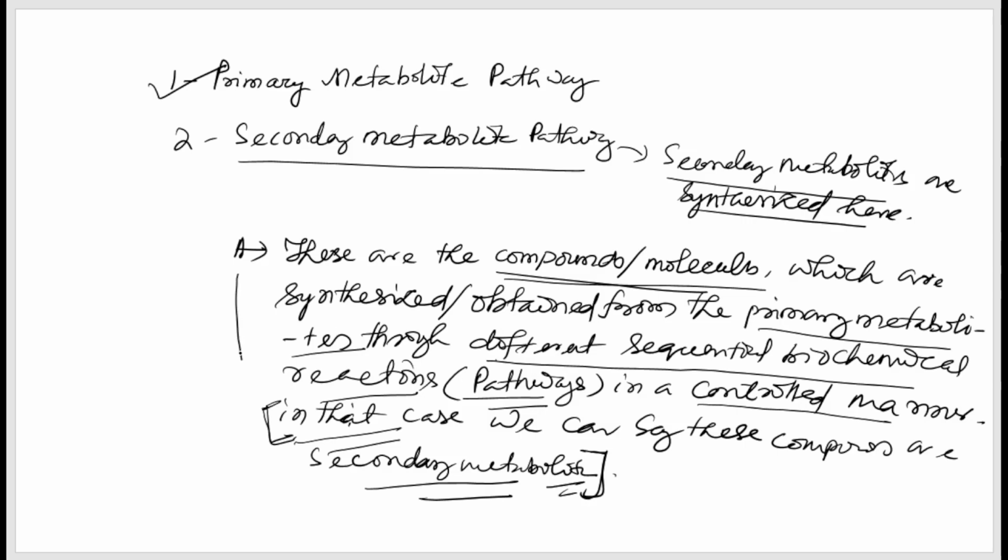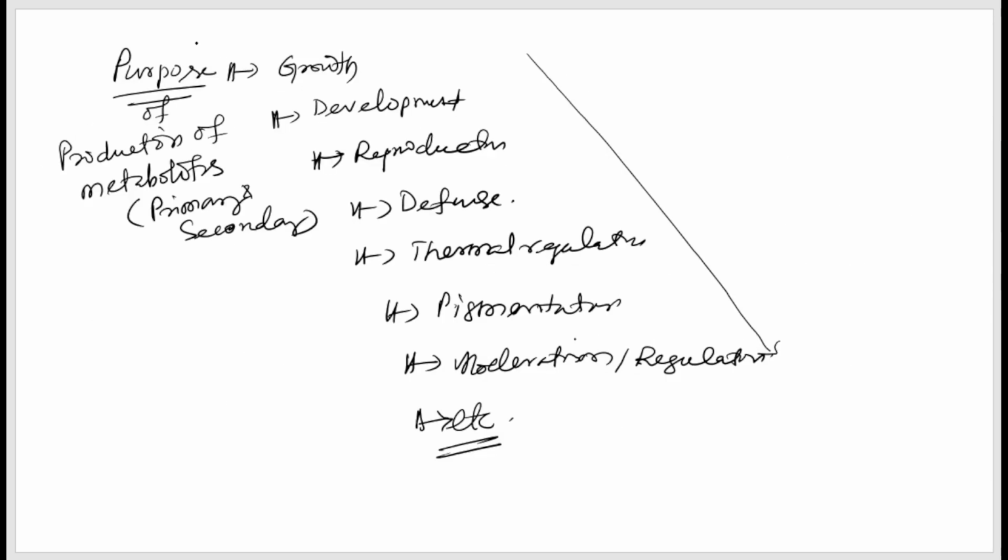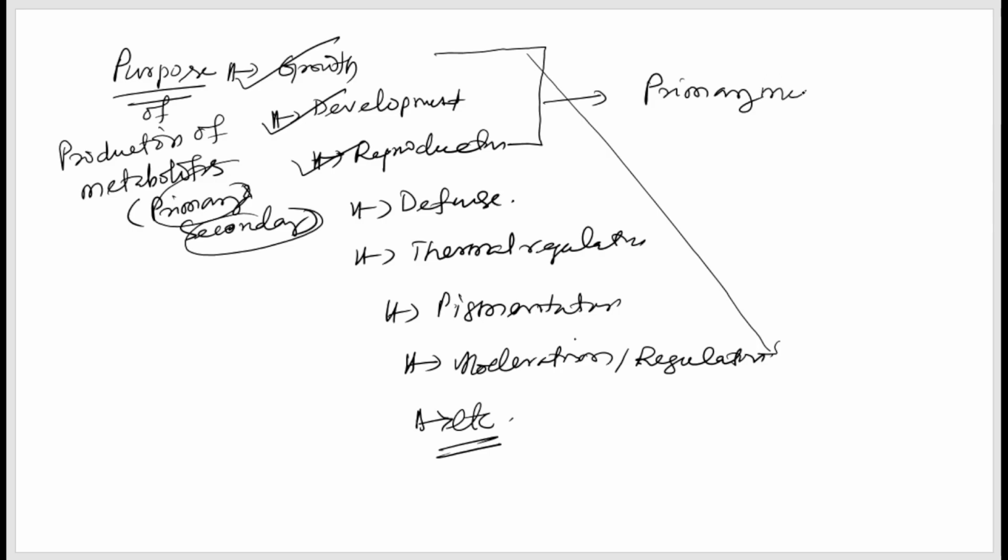Then again here a question: what are the purposes of the secondary metabolites and what are the purposes of the primary metabolites? If you see the purposes we have listed as a whole for primary and secondary metabolites, out of these functions, growth, development and reproduction are controlled by the primary metabolites.